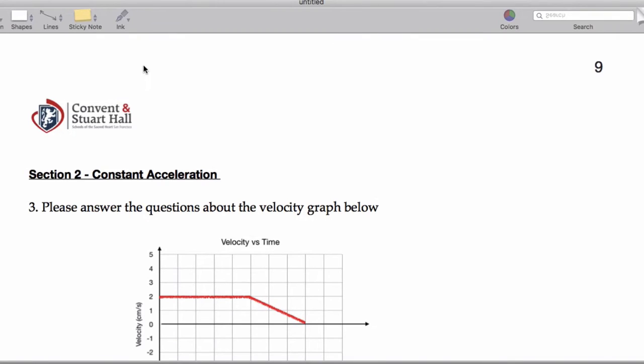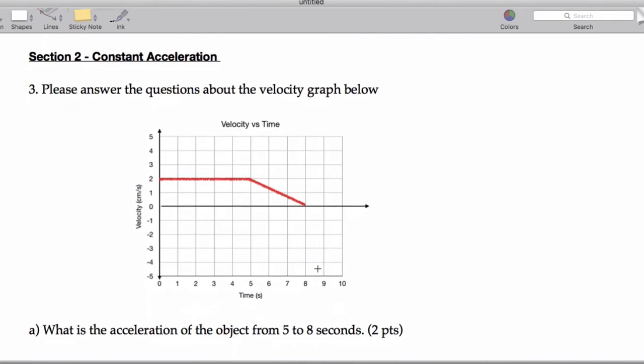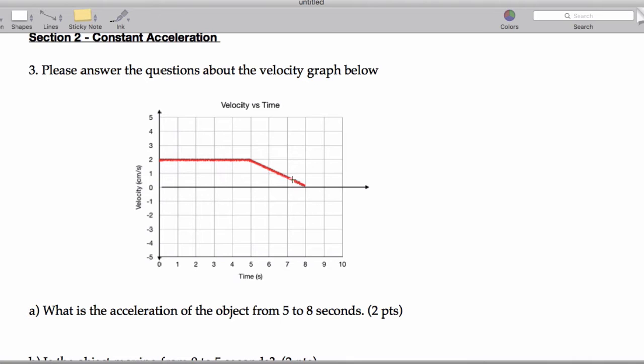All right, so here is problem number 3. Let's be careful here. We want the acceleration of the object from 5 to 8 seconds. Again, the acceleration, that means the slope of the velocity graph. And I'm seeing a little bit of work here that indicates to me that you've forgotten how to calculate the slope using the correct formula. So this point here is 8, 0, and this point here is 5, 2.